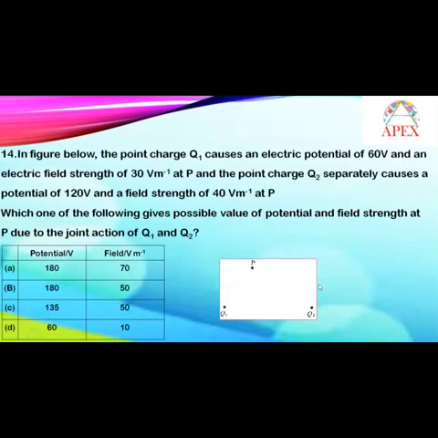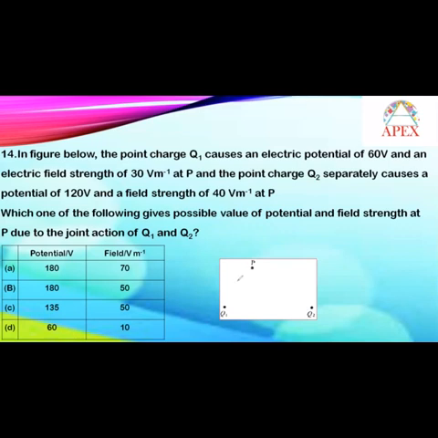Question number 14. In the figure below, the point charge Q1 causes an electric potential of 60 volt and an electric field strength of 30 volt per meter at P. And the point charge Q2 separately causes a potential of 120 volt and field strength 40 volt per meter at P. Which one of the following gives possible values of potential and field strength at point P due to the joint action of Q1 and Q2?